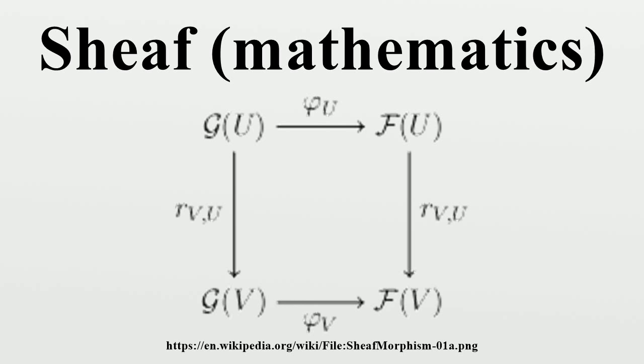See sheaf cohomology. Notice that we did not use the gluing axiom in defining a morphism of sheaves. Consequently, the above definition makes sense for presheaves as well. The category of C-valued presheaves is then a functor category, the category of contravariant functors from O(X) to C.